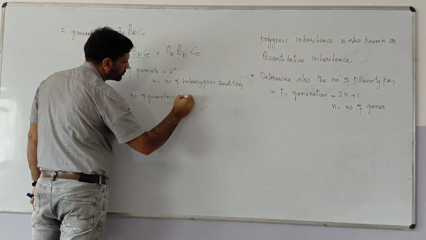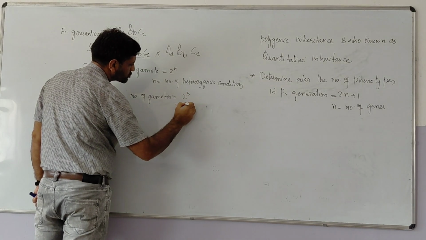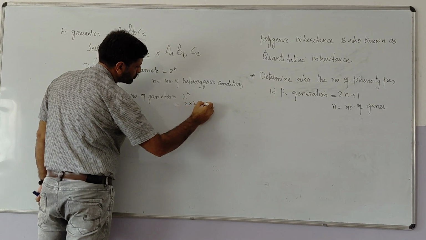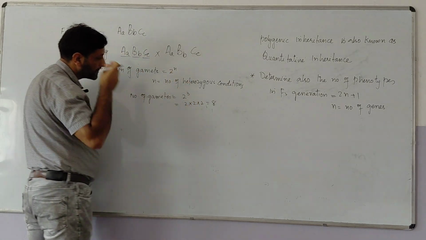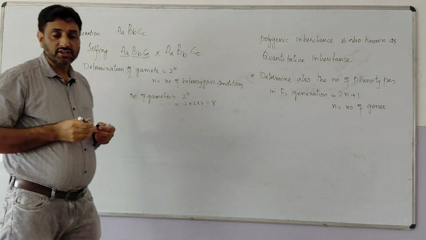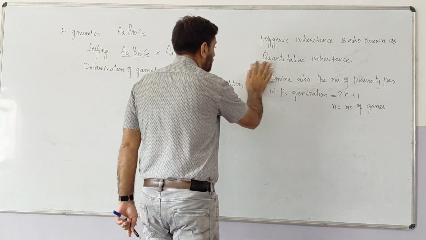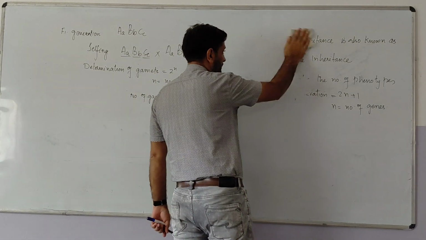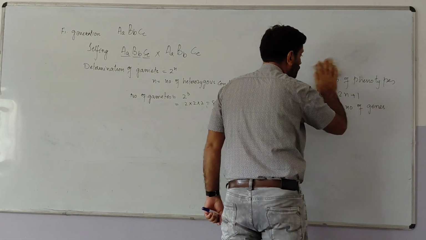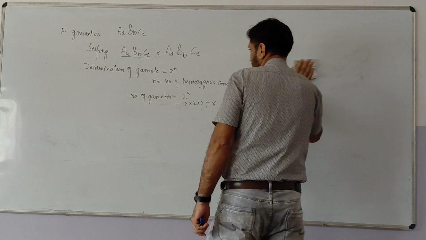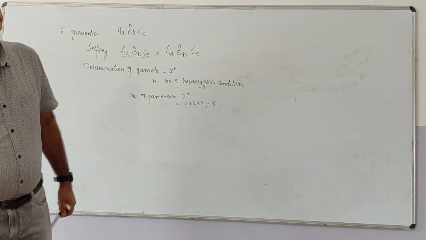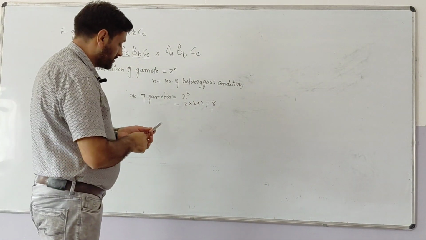It will be 2 raised to power 3, that is 2 into 2 into 2, which is equal to 8. Now we will determine these number of gametes manually by using the fork-line method. By the fork-line method, we can have the 8 different types of gametes.